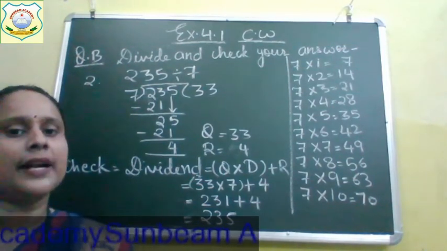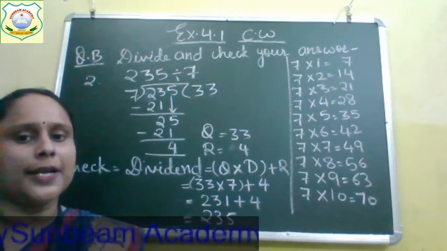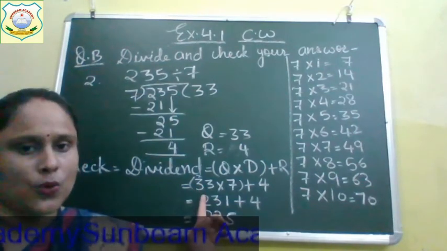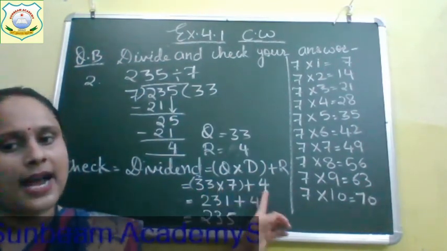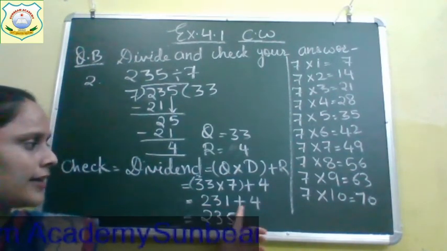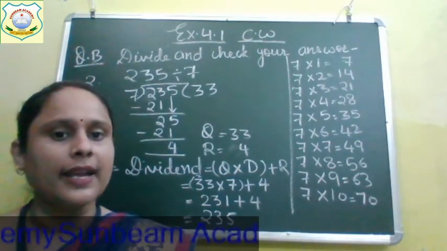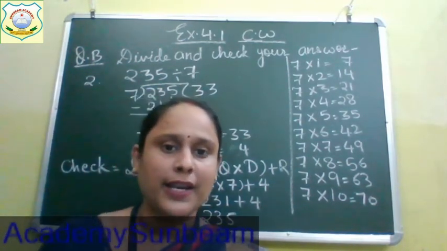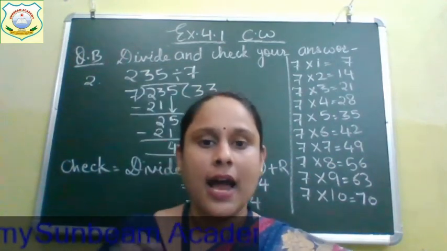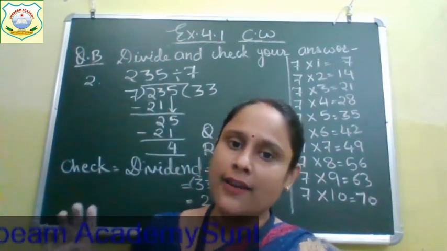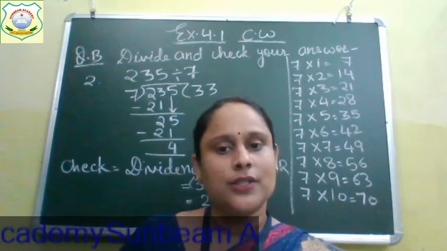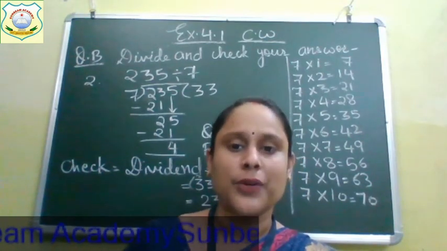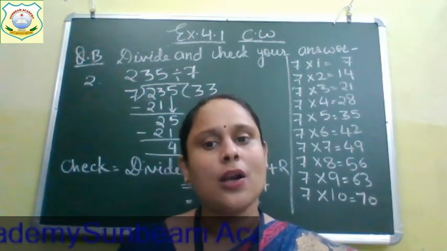What is the checking formula? Dividend is equal to quotient into divisor plus remainder. 33 was the quotient, 7 was the divisor and 4 was the remainder. So 231 plus 4 is equal to 235. Children, if you cannot complete, don't worry. I am sending you a PDF file from which you can complete it. Understanding is a must. You all have understood this question, how to do it. I'm sending you a PDF file from which you can copy it out and you can do it on your own. So practice doing it yourself.